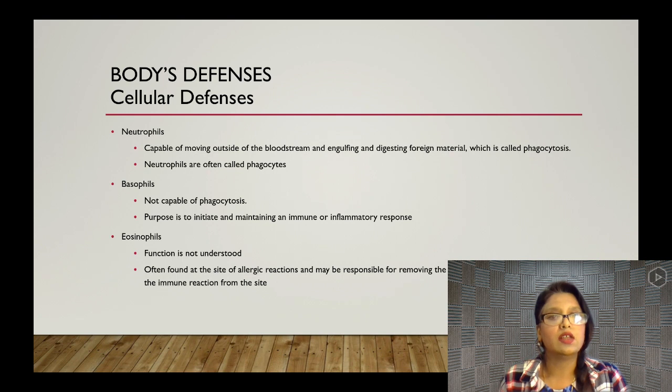Eosinophils' function is not fully understood, but they are for allergic responses. So if there's an allergy, then eosinophils come out and try to reduce the responses. They're responsible for removing the proteins and active components of immune reactions from the site. So let's say someone had gone into poison ivy. They touched the poison ivy, and then it caused an allergic response. What are the cells fighting against it? Will be eosinophils. So eosinophils are for allergy responses.